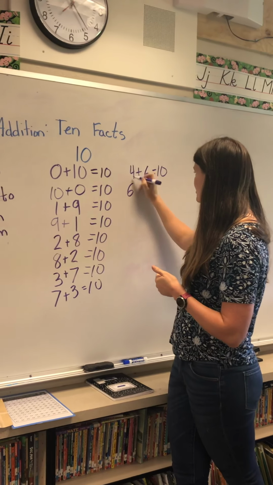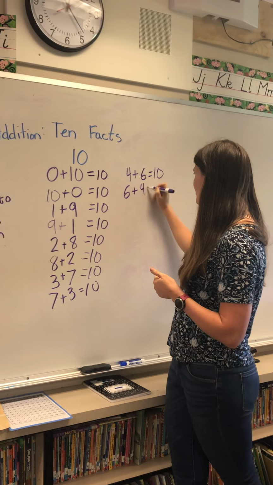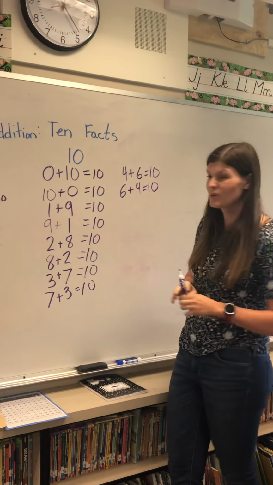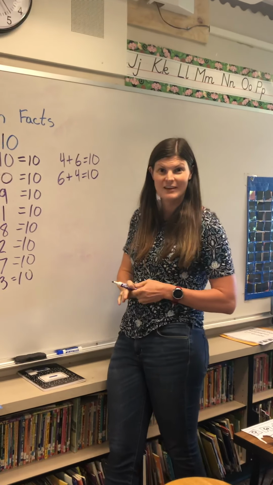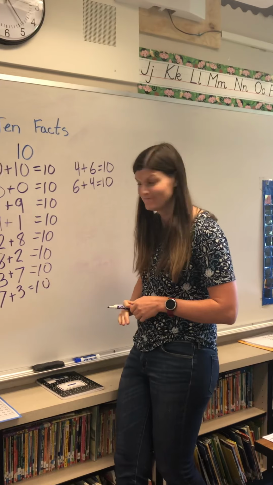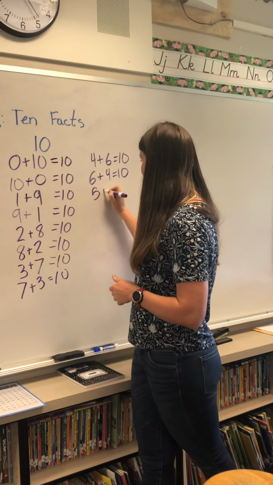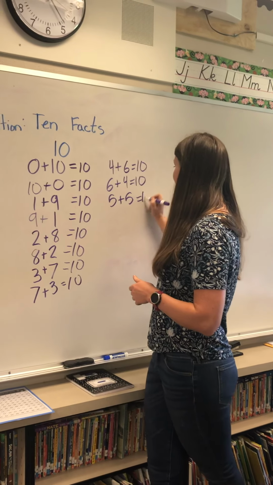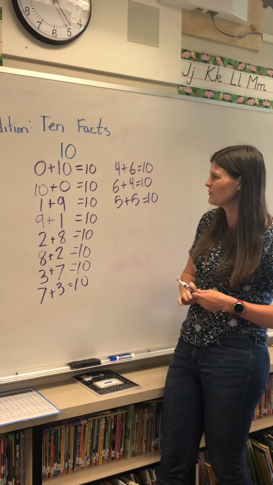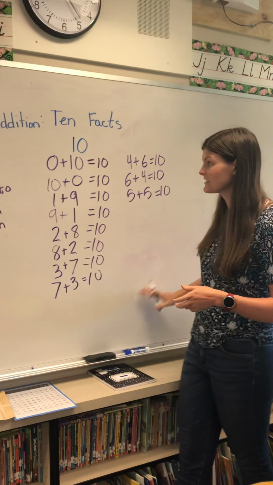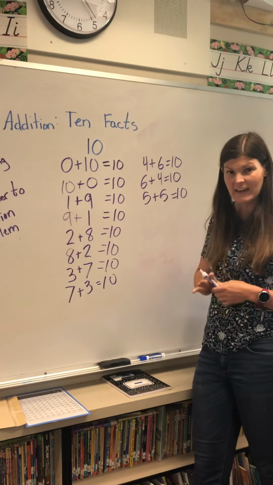And now I'm going to just do the backwards. I'm going to do what's called the reversal and do it the other way. Now there's one more. Can you think of which one I'm forgetting about? It's my double. It's my double right there. So 5 plus 5 equals 10. Here are all the ways to equal the sum of 10.